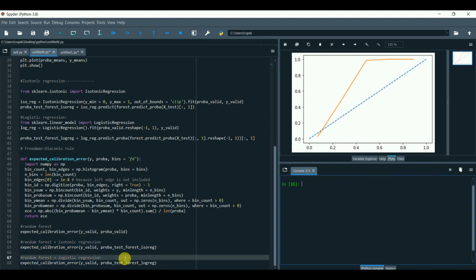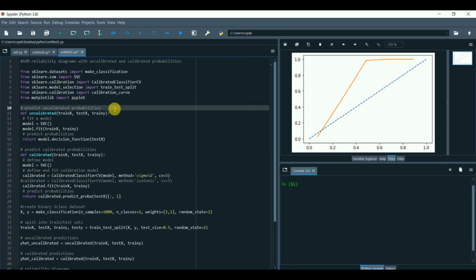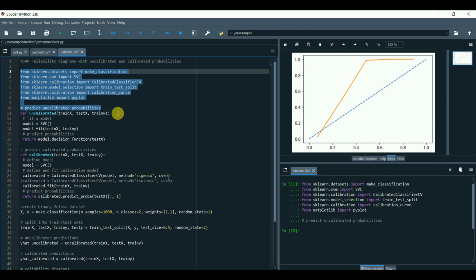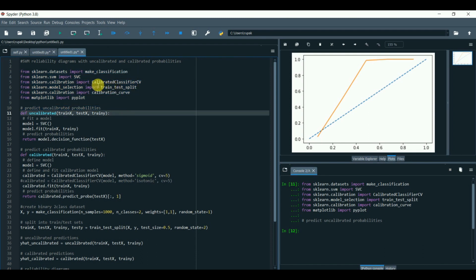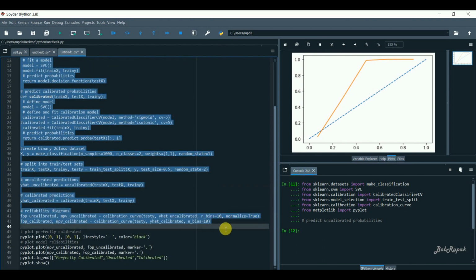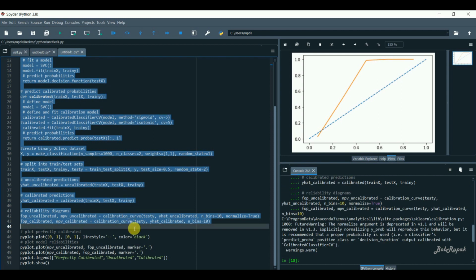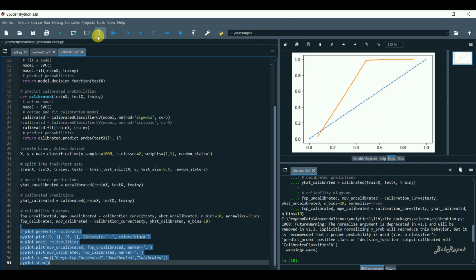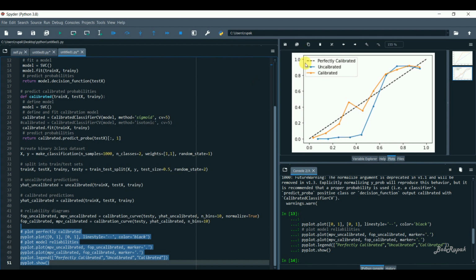Now let's try it with the calibrated classifier CV. It's a package that comes from sklearn that has both the options, like isotonic and the logistic regression. Here we are. We just have to call the function and define the method sigmoid, or we can define isotonic. That's it. Here we have perfectly calibrated results.